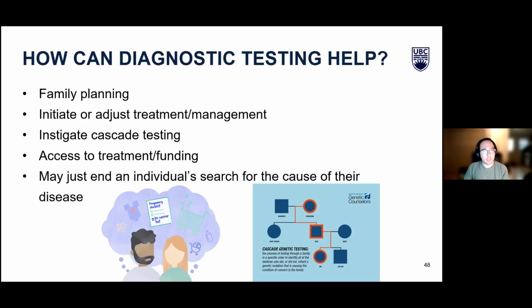As I mentioned before, diagnostic testing could lead to cascade testing, and cascade testing could then lead to finding other people who either carry or have a genetic condition. In some cases with genetic diseases, a diagnostic test is actually required to get certain types of treatment or funding for certain types of treatment. So for some people, they actually need the diagnostic test to be able to have their disease funded properly and to get access to the treatment that they otherwise wouldn't be able to get.